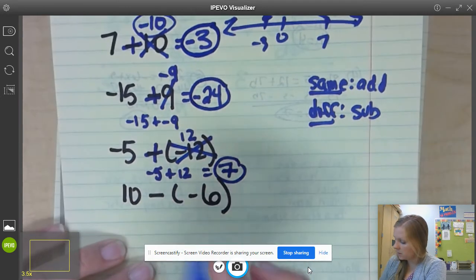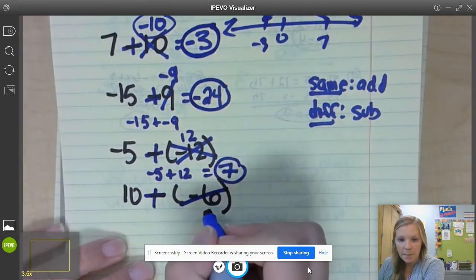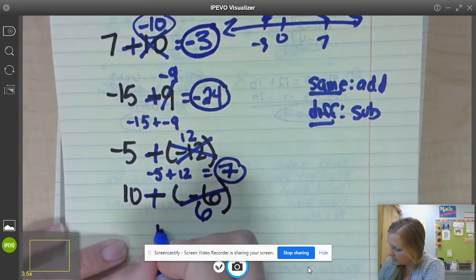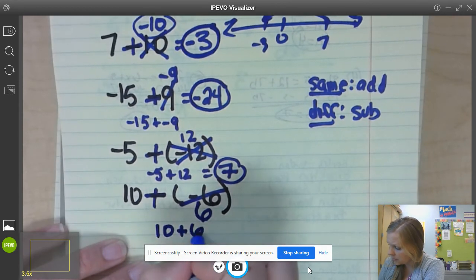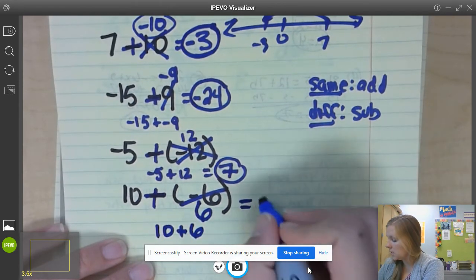For the last one, we're going to add the opposite. The opposite of -6 is +6. This problem says 10 plus 6. Well, 10 plus 6 is 16.